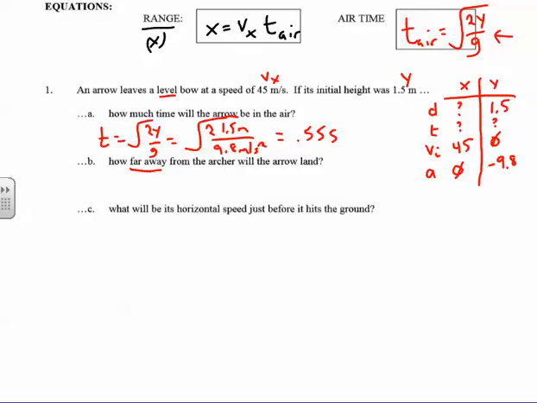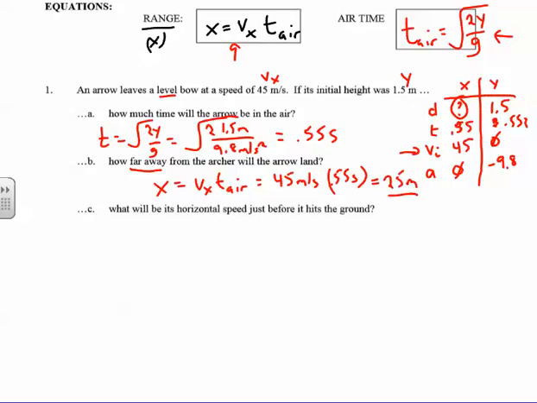Next question is how far away? How far away is our distance in the x direction? This guy right here. So I've got my same table of information, but now I can add to it that the time it's in the air is 0.55. And I can put that right there. So I do my kinematics and I see that I can use this range equation right there, and I can say x equals Vx times time in the air. Vx was given as 45 times 0.55 seconds. Multiply those, it's pretty straightforward, and we get about 25 meters.